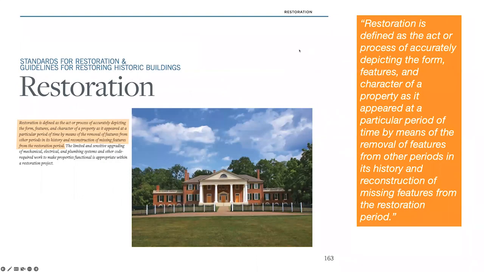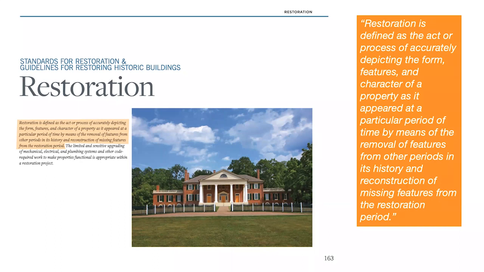So the third category, restoration, which is the answer to tonight's question, which was about a school that had some additions where they want to host themed historic reenactments. Restoration is defined as the act or process of accurately depicting the form, features, and character of a property as it appeared at a particular period of time by means of the removal of features from other periods in its history and reconstruction of missing features from the restoration period.